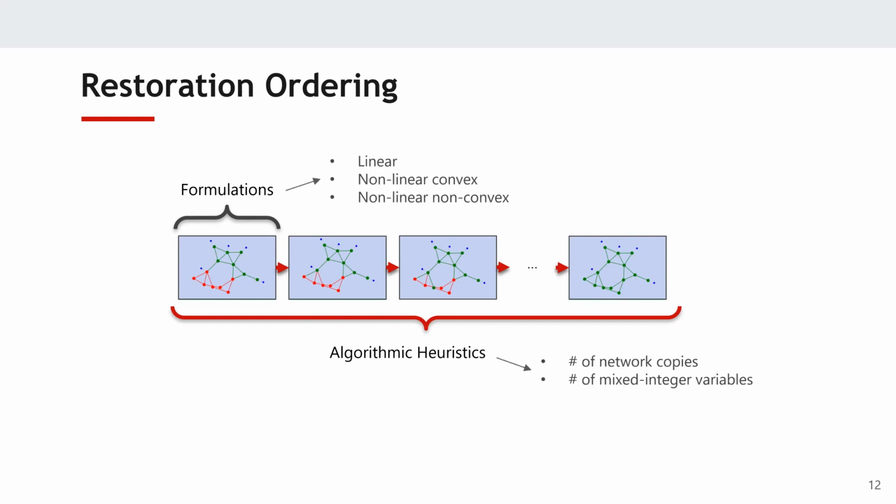The formulations can include linear, such as the DC power flow, or nonlinear convex relaxations, as well as the full nonlinear non-convex AC power flow equations. And then on the algorithmic side, by reducing the number of repairs being considered, there's both a reduction in the number of network copies, as well as the number of mixed integer variables in these optimization problems.